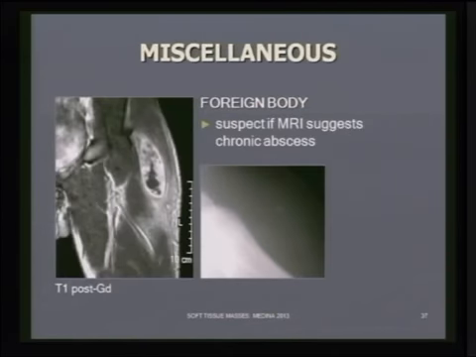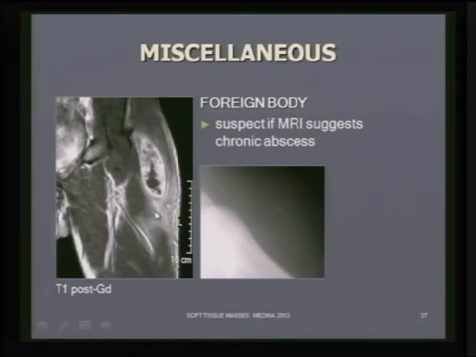Then miscellaneous conditions. Whenever you come across the MR appearances of what looks like a chronic abscess, so here we see a coronal T1 weighted image following contrast. We can see an enhancing soft tissue mass with an irregular central non-enhancing cavity. Has the appearances of an abscess. We can see also enhancing muscle edema around the lesion.